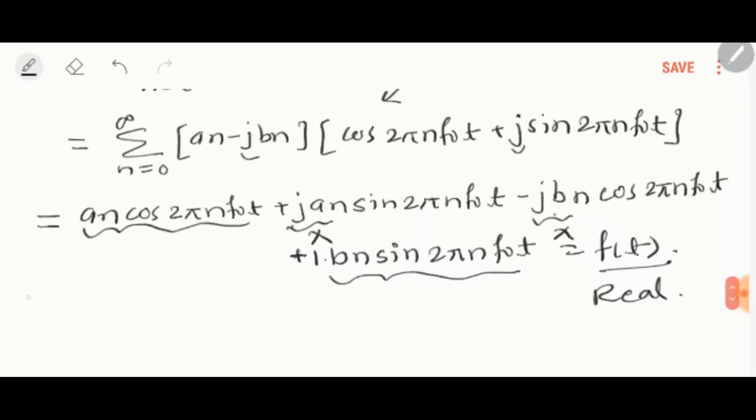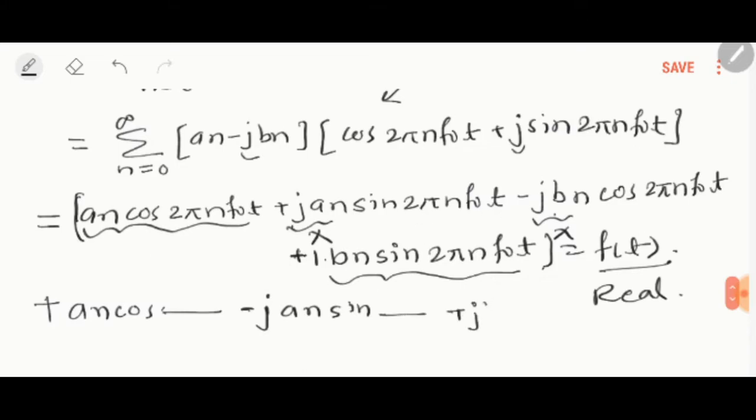So what we are doing is adding the complex conjugate of all these terms. When we add the complex conjugate, we keep real terms as they are, that is we write an cos something 2 pi n f naught t. I am writing it shortly. Then we have to write minus j, because in the complex conjugate we are changing the sign of complex terms. So minus j an sine something 2 pi n f naught t. Then we write plus j bn cos something.